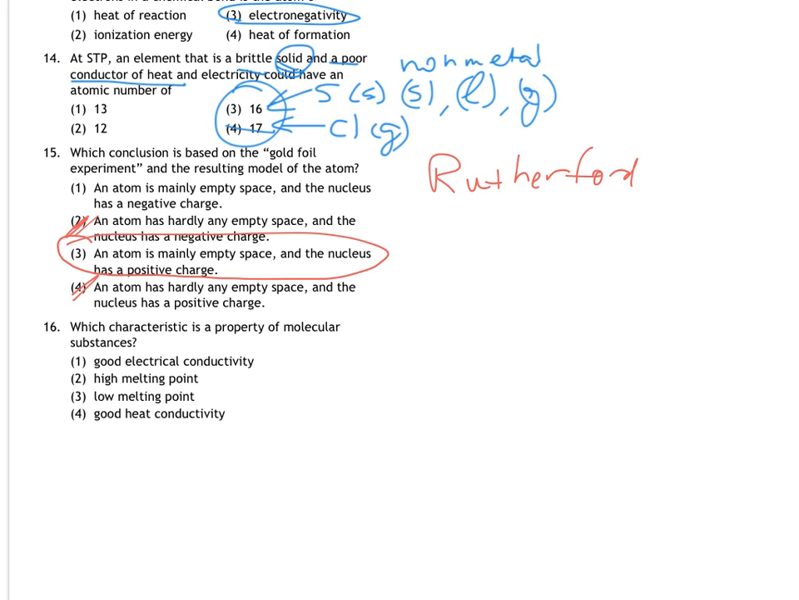All right, a property of molecular substances. So as opposed to ionic compounds, molecules have very low melting points. So that's going to be choice 3.